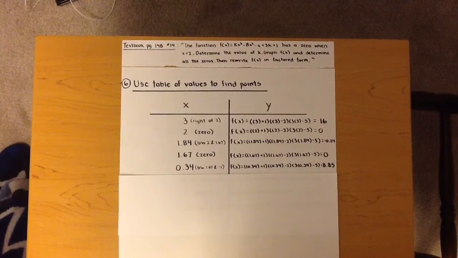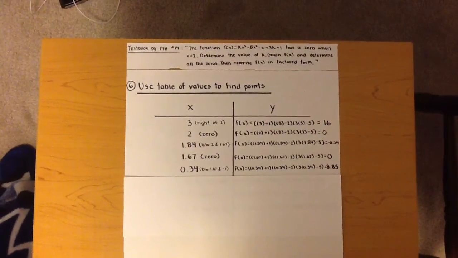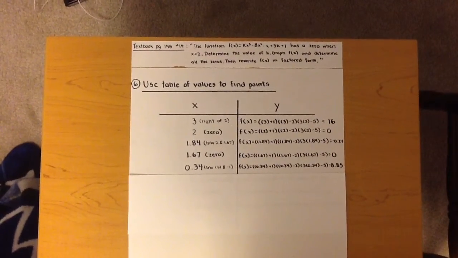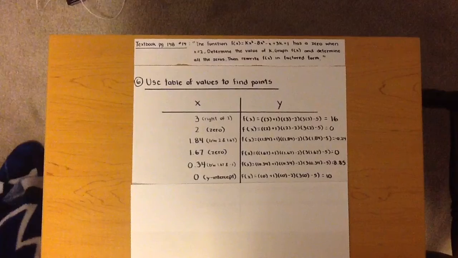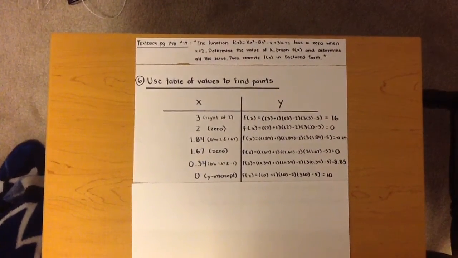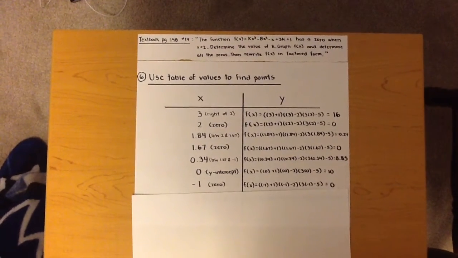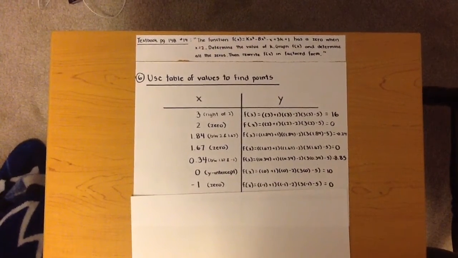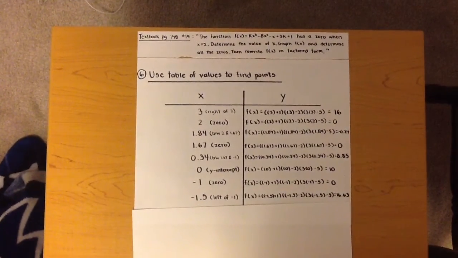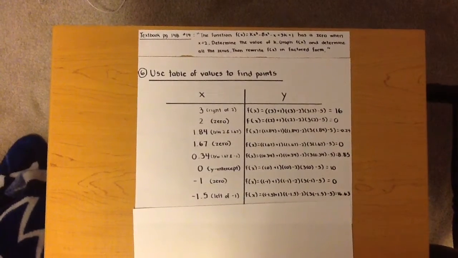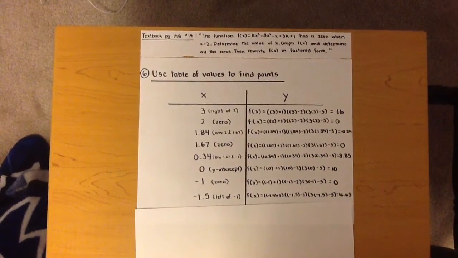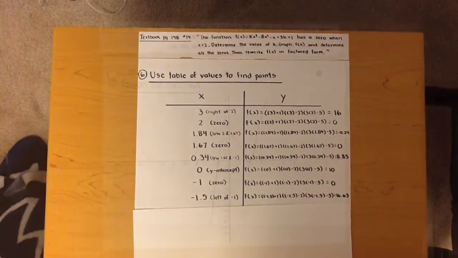The fifth point is between the zeros of 1.67 and negative 1, averaging out to an x value of 0.34 and a y value of 8.85. The next point is the y-intercept, where x is set to 0, and after solving y is equal to 10. The seventh point is the 0 at x equals negative 1, which clearly has a y value of 0. Finally, the last point needed is one left of the last 0, which is a number such as negative 1.5. After this number is plugged in, the y value found is 16.63.